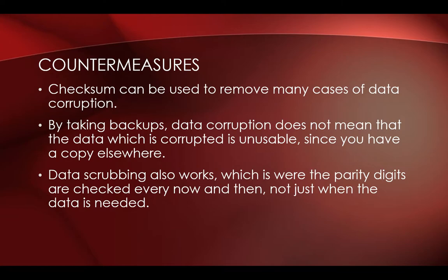There's also data scrubbing, which is where parity digits are checked every now and then on the disk, not only when the data is needed. If you have data which you don't use for 2 months and it gets corrupted, you're not going to know until you need that data. But if you have data scrubbing happening, then it will check the parity digits and find that the data has been corrupted. So therefore you'll know, and again, you can do the correct things from there.